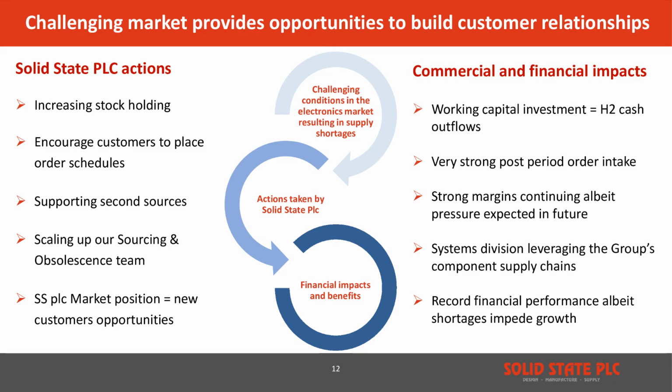It does come with a slight caveat, that of course these short-term margin improvements may erode slightly as the supply chain constraints start to relax towards the middle and end of 2023. The systems division is benefiting from the group's component supply chains, and that means they're able to get product to customers. So overall, the shortages mean that the first half growth has been adversely impacted. However, we've still delivered 8% like-for-like organic growth. And it's fair to say that in more normal times, I can honestly say that that growth would have been significantly higher.